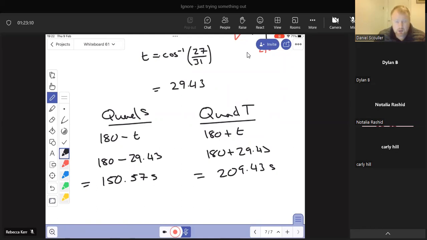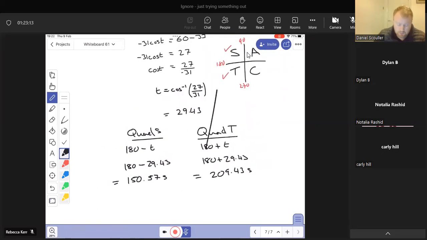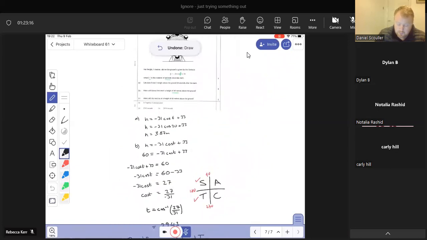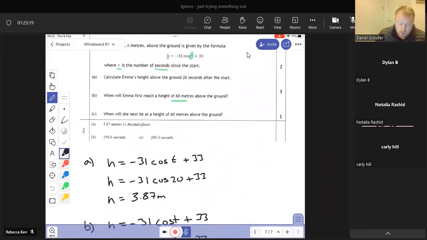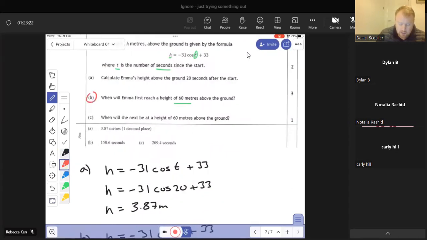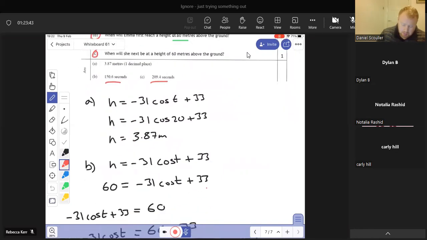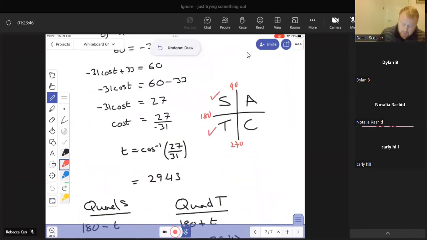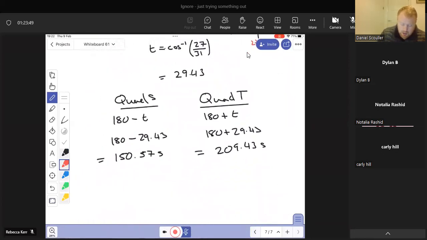Now going back up to that question, they've actually split that up into B and C. So when will she first reach a height? That's going to be the lowest time. And then when will she next be at that height? That's your second answer. 150 and 209 are your two answers there, but one was part B and one was part C. So that was your answer to B, and that was your answer to question C.